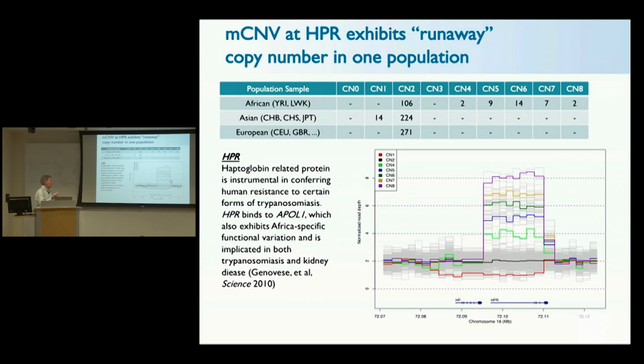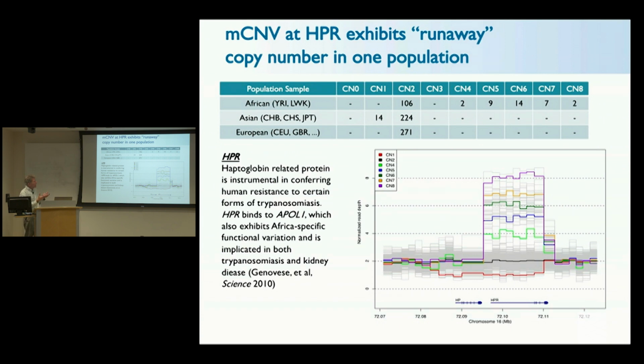HPR also binds to APOL1, which has been shown to exhibit Africa-specific functional variation, and it's involved in resistance to trypanosomes and also to kidney disease in African Americans. So at the bottom right is sort of a picture of this HPR locus. There is a deletion that you can see in red. This deletion is primarily found in people of East Asian ancestry, and it includes haptoglobin and HPR.